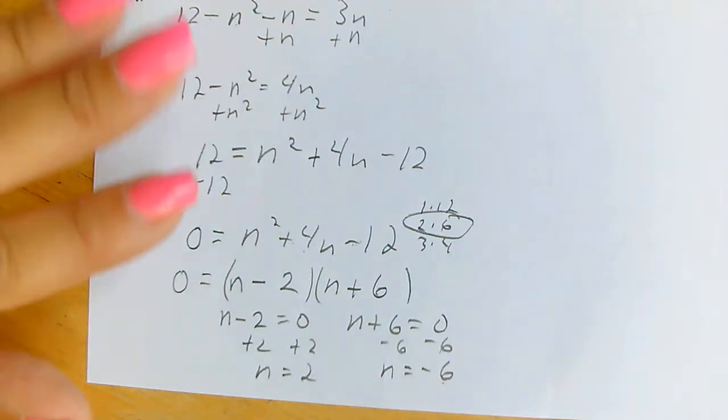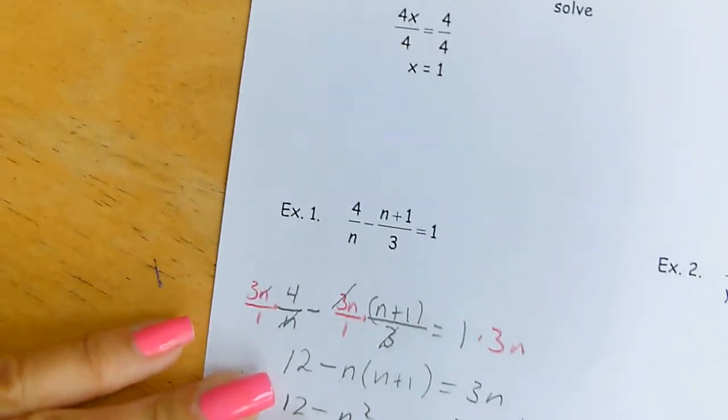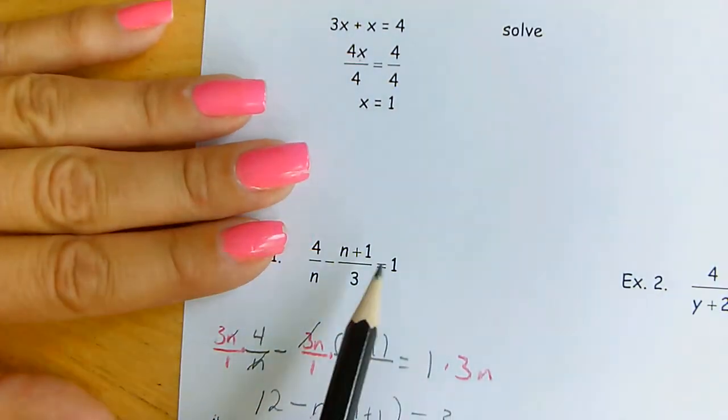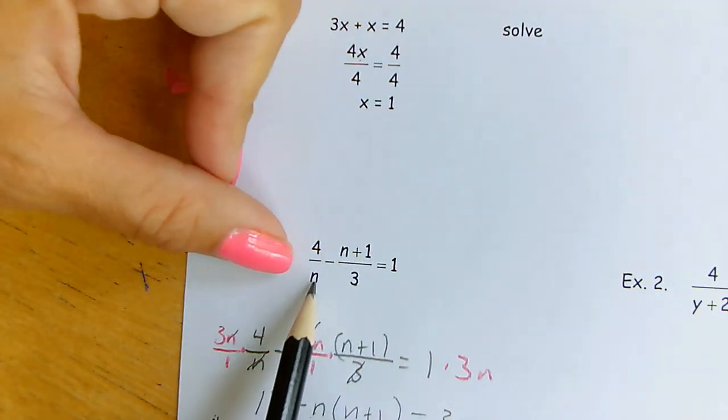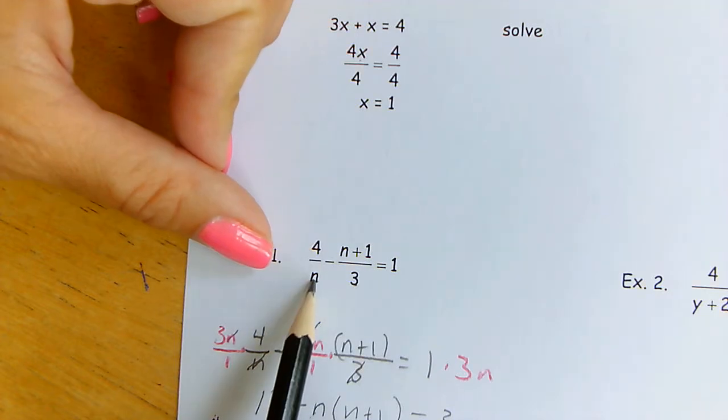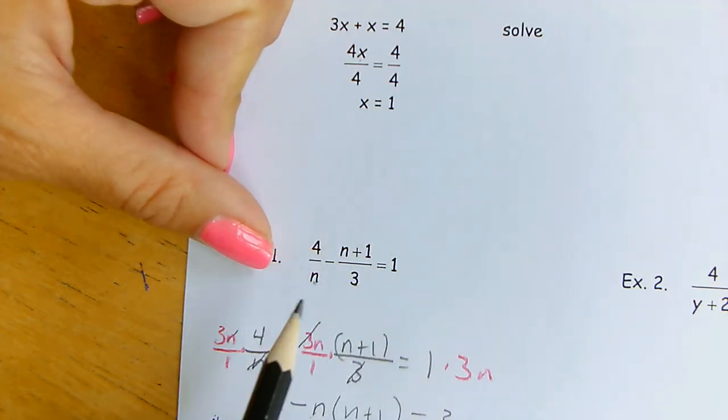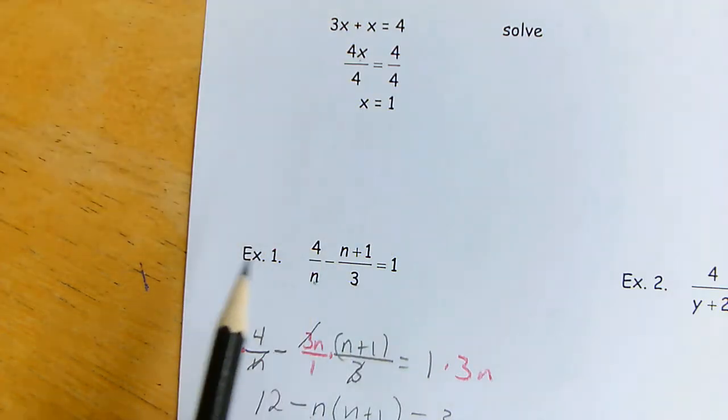I do want to double check the original fractions, that it would never make anything undefined. So that 3 is okay. And if this n were 0, this fraction would be undefined. But n is 2 and negative 6, so both solutions are fine.